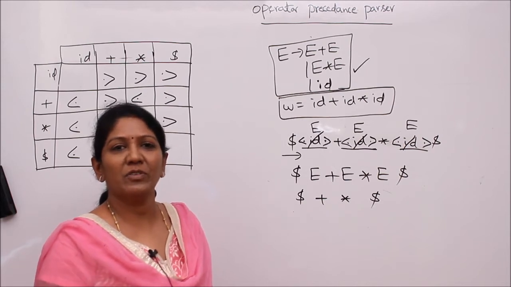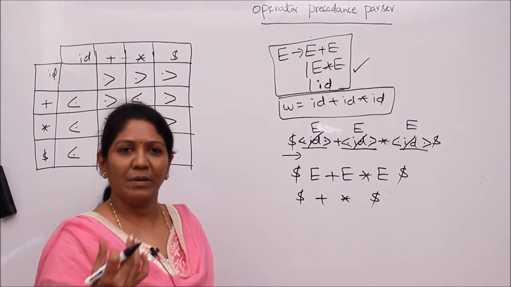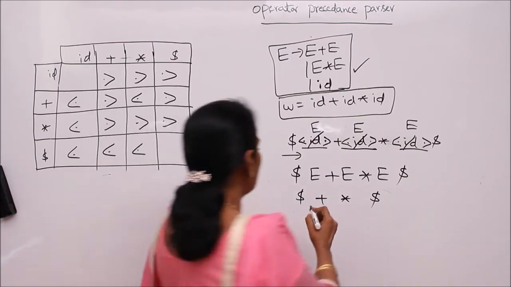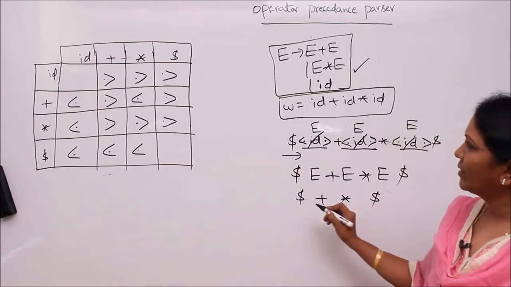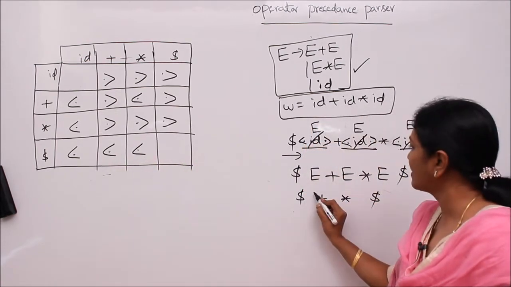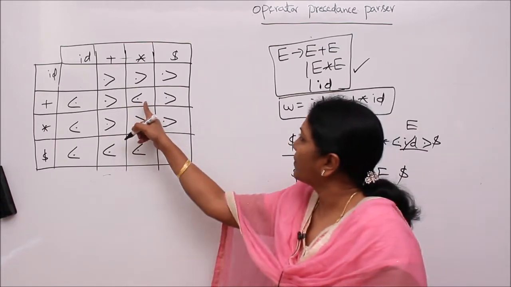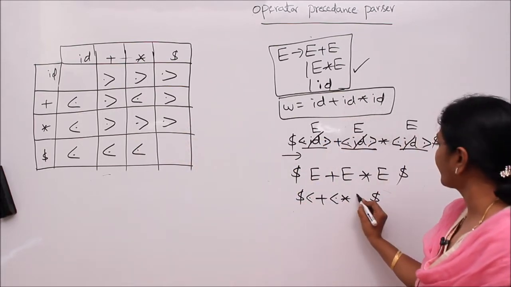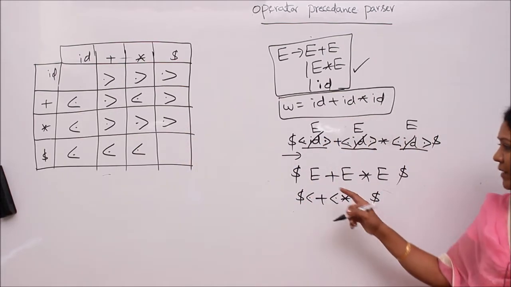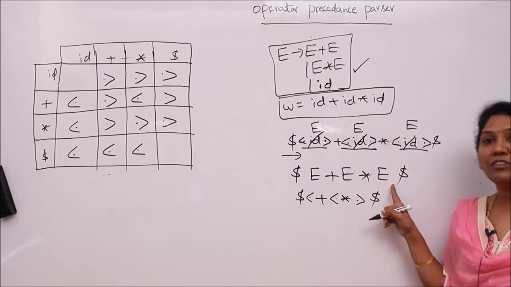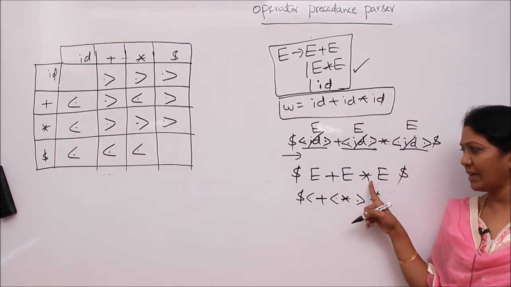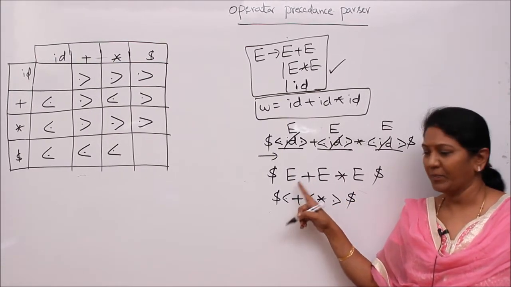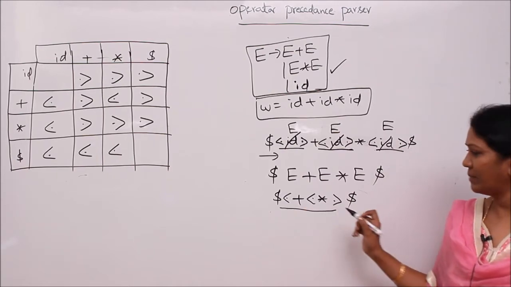So once again the same procedure is repeated. What is the procedure? Between every pair of terminals, take the relation from the relation table and insert. So what is the relation between dollar and plus? Less. Plus and star? Less. Star and dollar? Greater. So look at this. When you have a string like E plus E star E, which one has to be reduced first? Star has the highest precedence compared to plus. So first E star E has to be reduced, then E plus E. Look at this, which way it is ensuring the same thing.